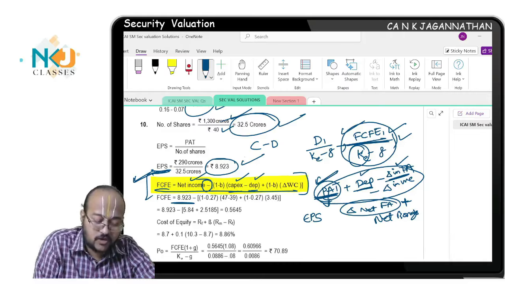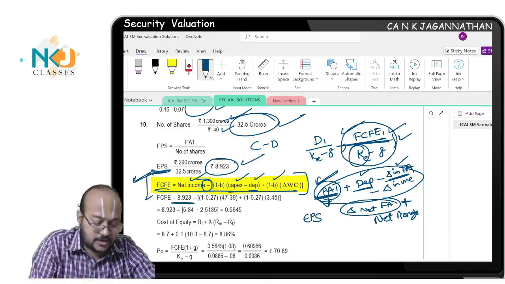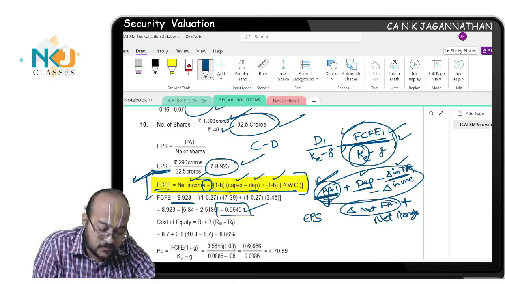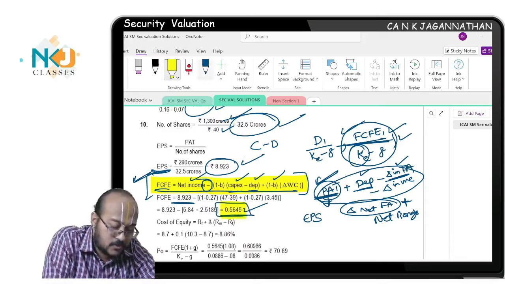Debt ratio given, 1 minus B in borrowing ratio. That is why they have given us B. 1 minus B. All the data given. You solve the formula, you will get FCFE as 5.5645. This is the FCFE. You will compute the FCFE.